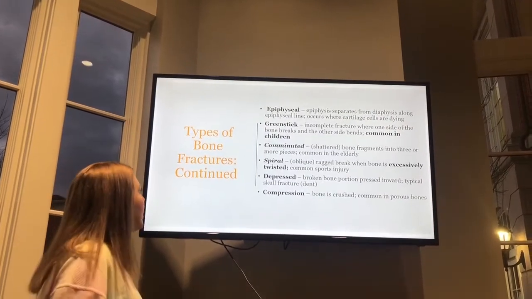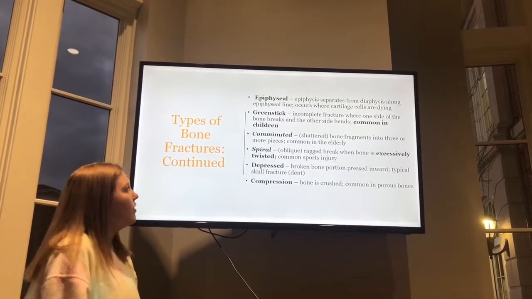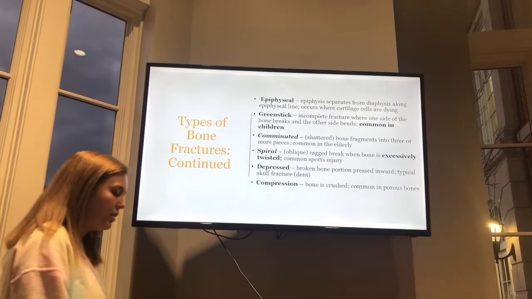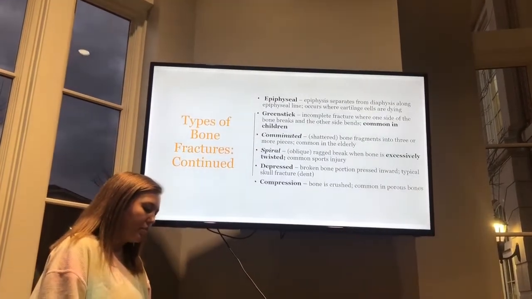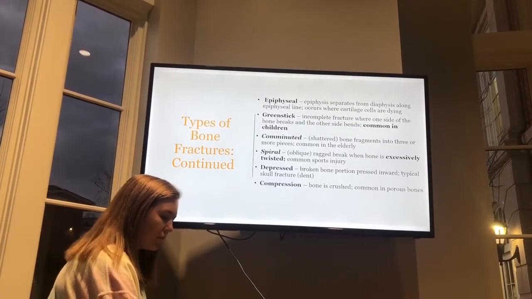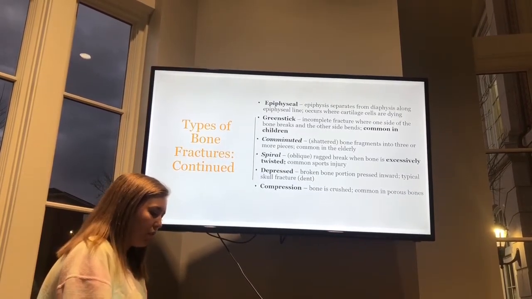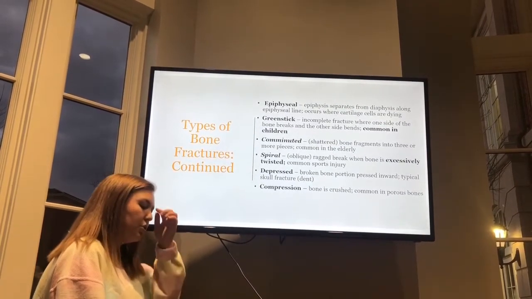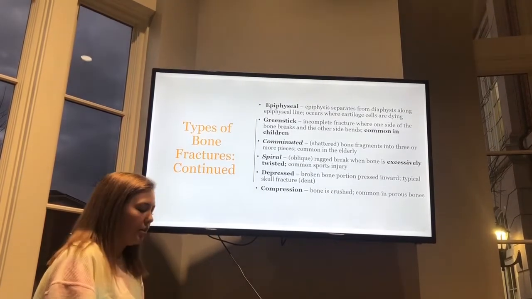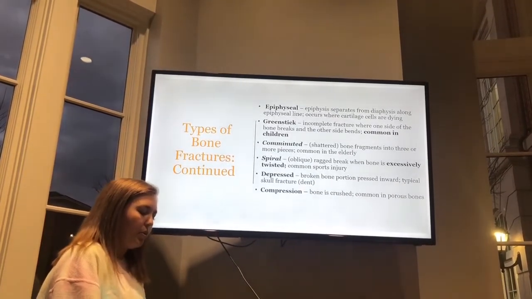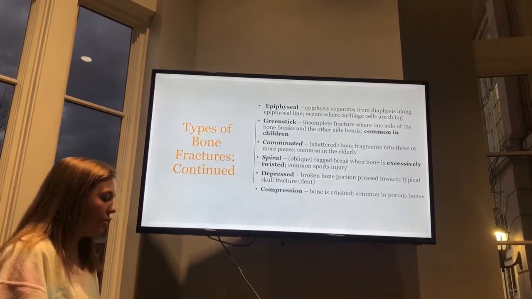These are some more types of bone fractures. So we have epiphyseal fractures. This is where the fracture happens along an epiphyseal plate, which is a growth plate. This is a clean transverse fracture along the line, and it usually heals pretty well because it's at a growth plate where bone is being produced more rapidly.